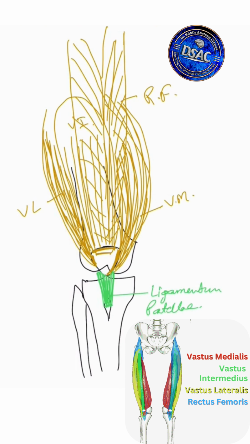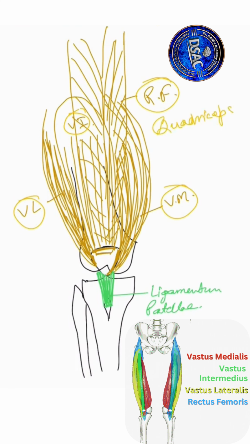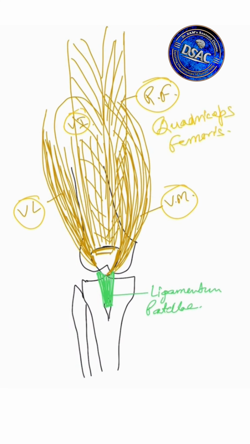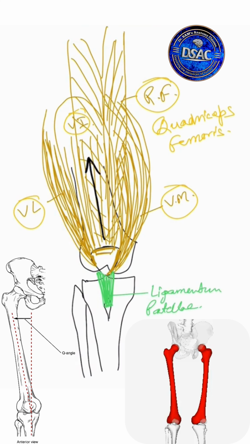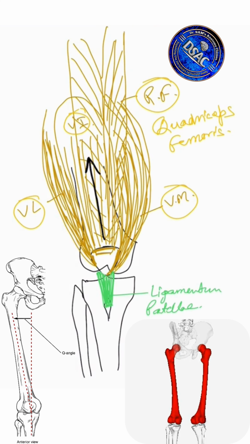The four muscles mentioned above together form a composite muscle, and that is called quadriceps femoris. Vastus intermedius, vastus lateralis, vastus medialis, and rectus femoris together form the quadriceps femoris, which is supplied by the femoral nerve. Now think about what will happen when all these four muscles contract. They will obviously pull this bone, the patella, in this direction. Why not vertically? The main reason is that the femur is not vertically aligned over the tibia. It has an inclined position.